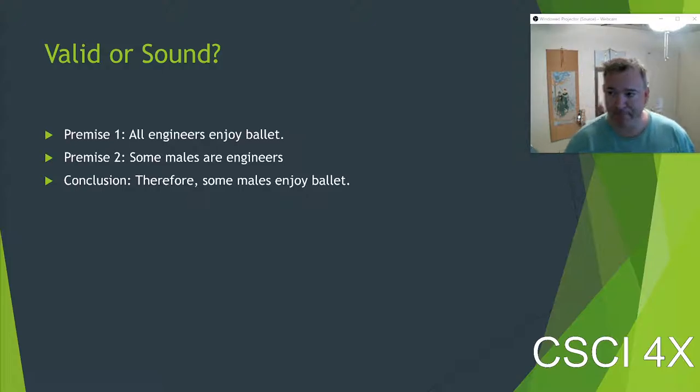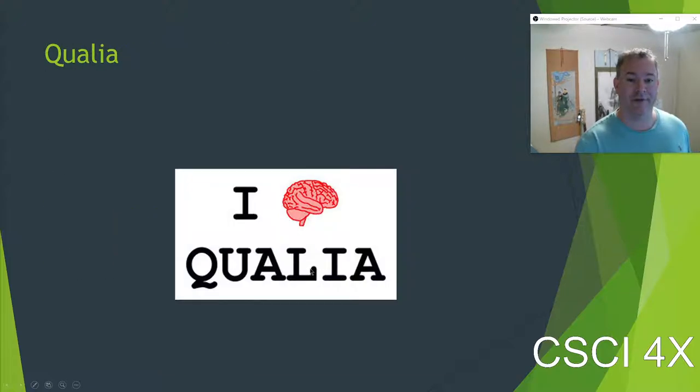What do you think? Some males are engineers, and all engineers enjoy ballet. Therefore, some males enjoy ballet. Valid. If it is true that all engineers enjoy ballet, and it's true that some males are engineers, then it's certainly the case that some males enjoy ballet. Absolutely. Follows necessarily from the premises. Trouble is, the premises are wrong. So it's not sound. It's valid, but not sound.